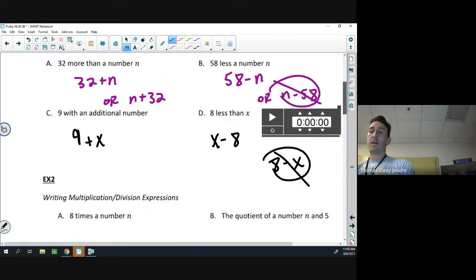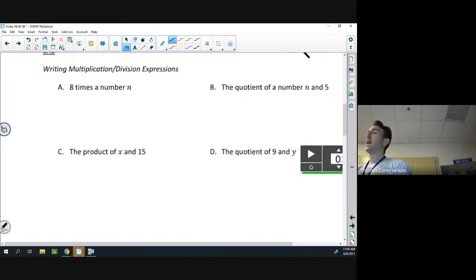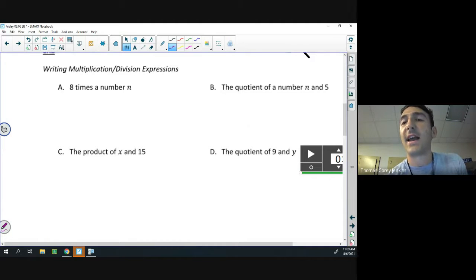All right, moving on. Same thing here, just bringing in multiplication and division. So I'll do the first two. 8 times the number n. So somebody tell me why this is not what we want here. Yes.